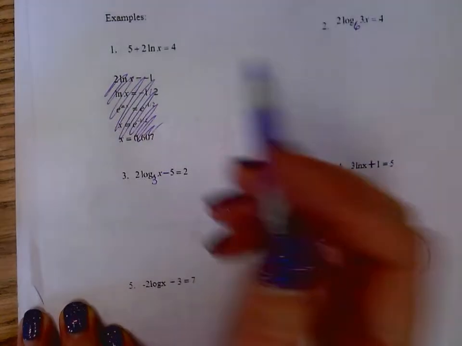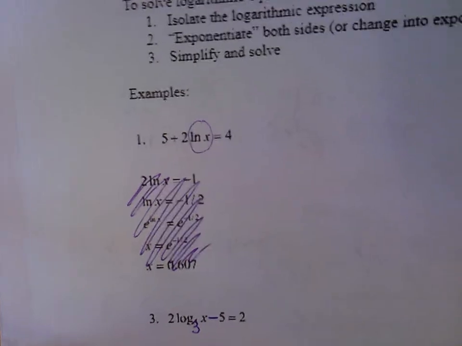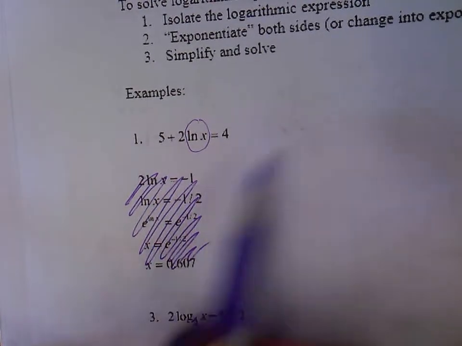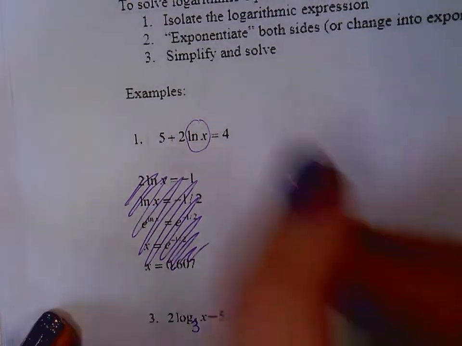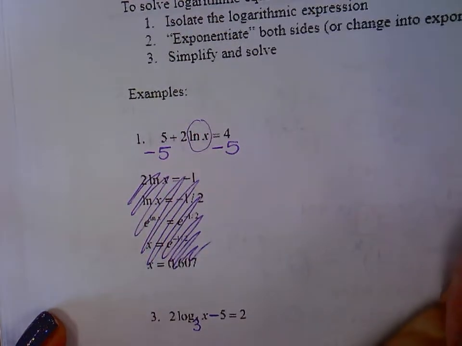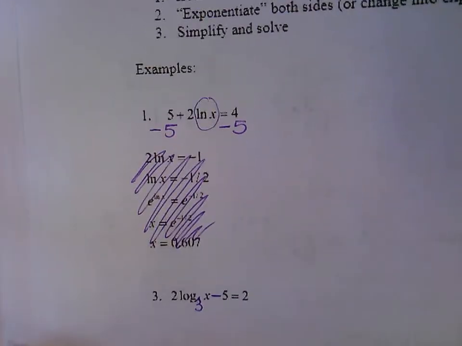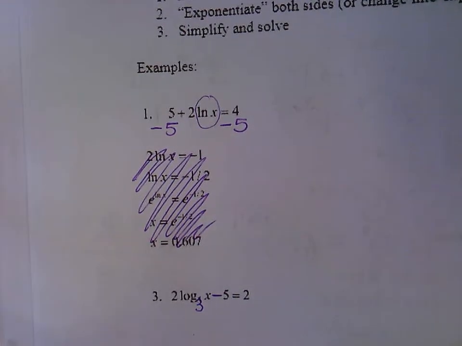Your first step is to get the log by itself. So what should I do to get the log by itself? What's the thing I can move to the other side of the equation first? I would subtract 5 from both sides. Okay, subtract 5 from both sides to get the natural log by itself.